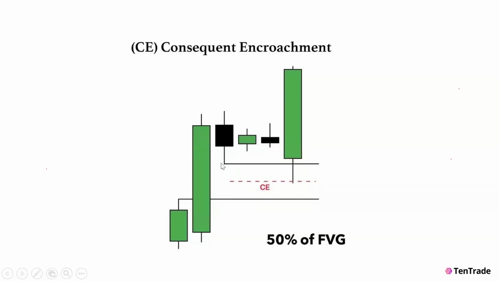Now, the range of these two lines, the half of it, which is the 50%, is what they call the consequent encroachment line. So if you're trading fair value gap, this is your entry point. You take the price that corresponds to this midline on this price axis, and that is where you enter the market. The stop loss, of course, is below the vector candle responsible for that imbalance.